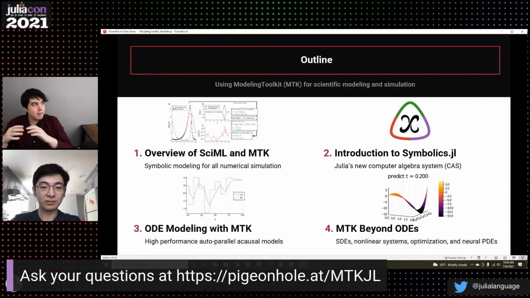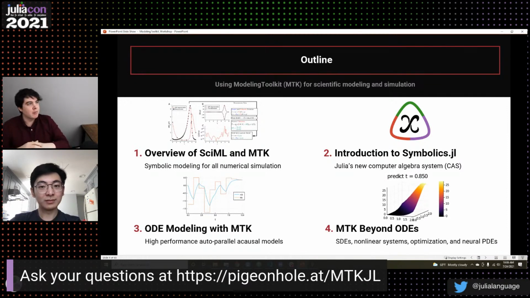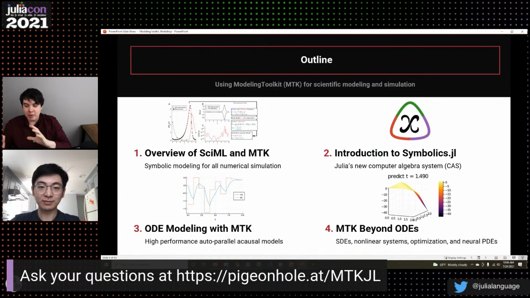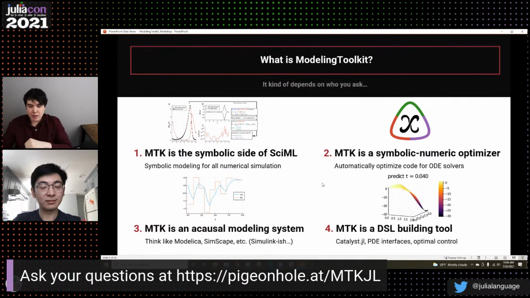And so with whatever time we have at the end, we'll go through all these nice little points about how this idea of this symbolic modeling ecosystem extends to this entire world. So, okay, what is Modeling Toolkit?